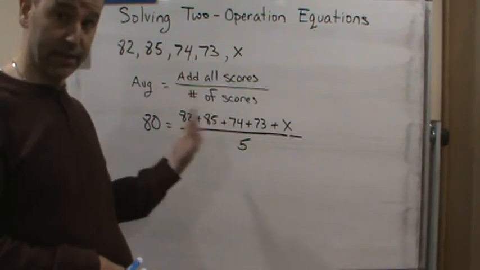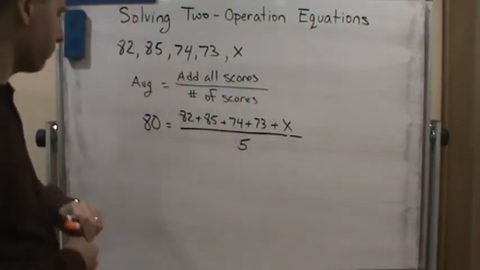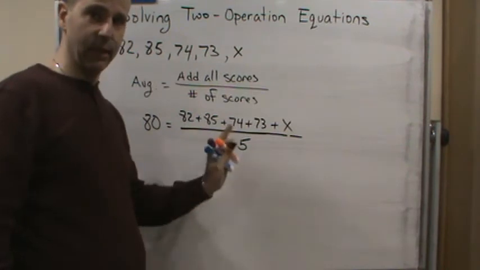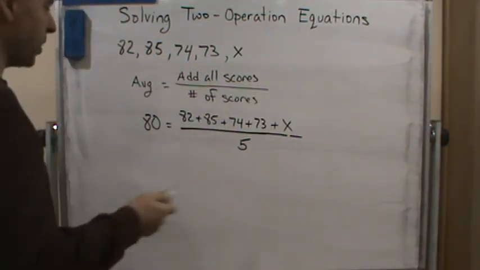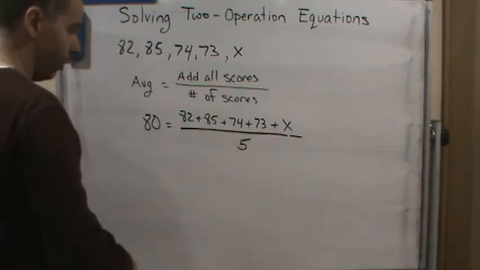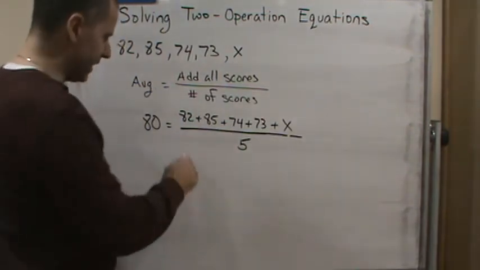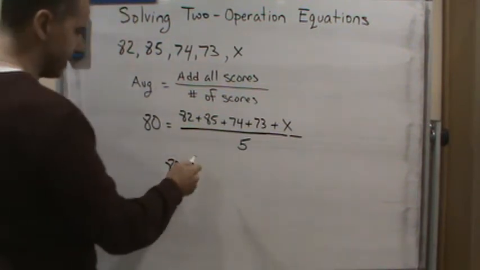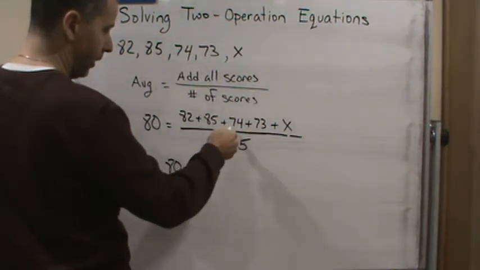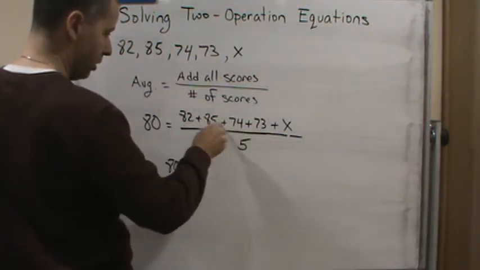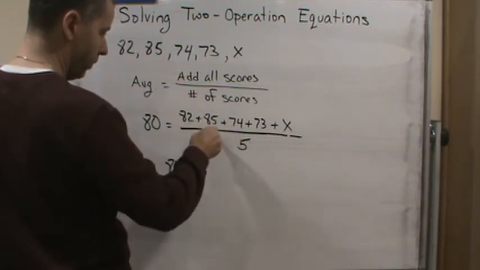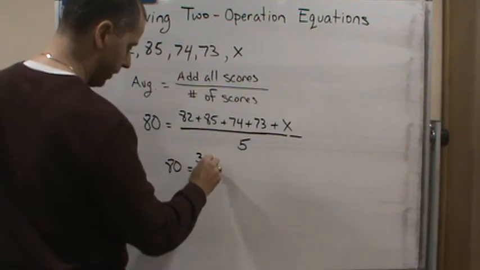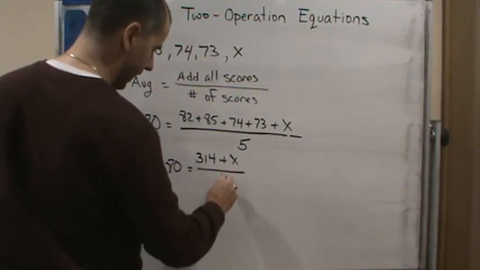Again, this is something that students should know how to do, especially when it comes to the final or something like that. It's not always this easy, but it's the right idea. Now, I want to solve for x. Well, let's simplify this and combine like terms. Let's add all these together first. So 80 equals, well, what does this add up to? 160, 300, 307, 314. So we get 314 plus x, divided by 5.